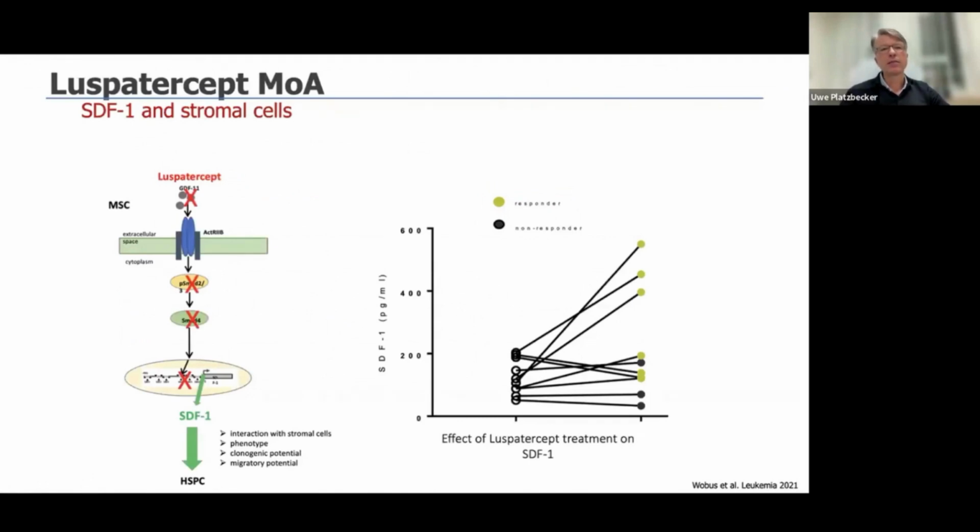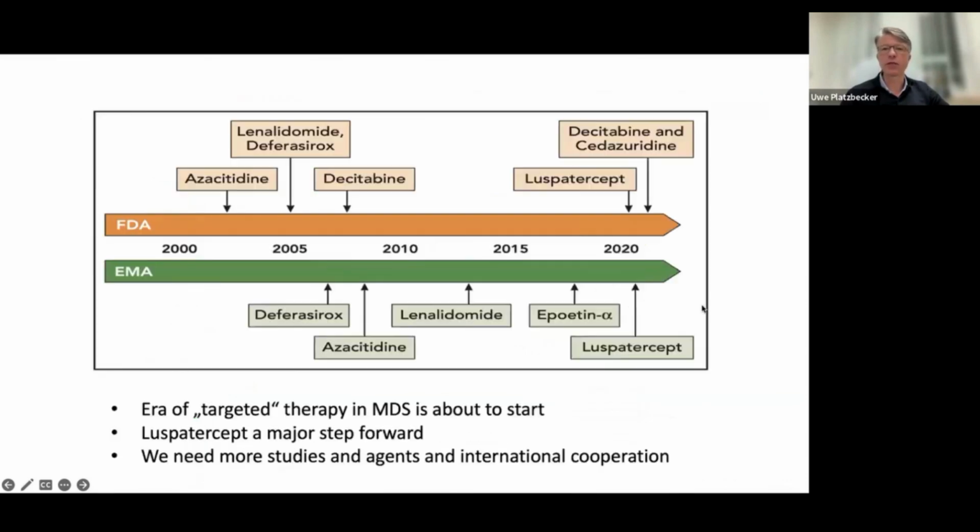And last but not least, this is a study we published a couple of years ago showing that luspatercept also modulates the mesenchymal stromal cells via inhibition of GDF11, and the mechanism, at least the one we could provide evidence for, is that luspatercept increases stroma-derived SDF1 levels, which may in turn improve the differentiation and maturation of early progenitor cells. And this was also confirmed by SDF1 level assessment in the bone marrow of responders versus non-responders.